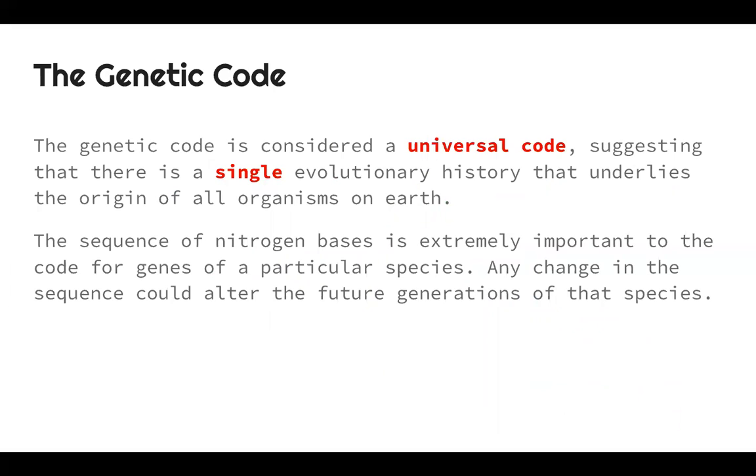So the genetic code. This is a universal code. This says there is a single evolutionary history that underlies the origin of all organisms on Earth. So the sequence of our nitrogenous bases is important for the code for genes of a particular species. Remember I said earlier that the order or the sequence of those nitrogenous bases determines what type of organism you are. And that's all it's saying here. If we change the sequence, that can be inherited possibly by future generations. So it can actually change the species.